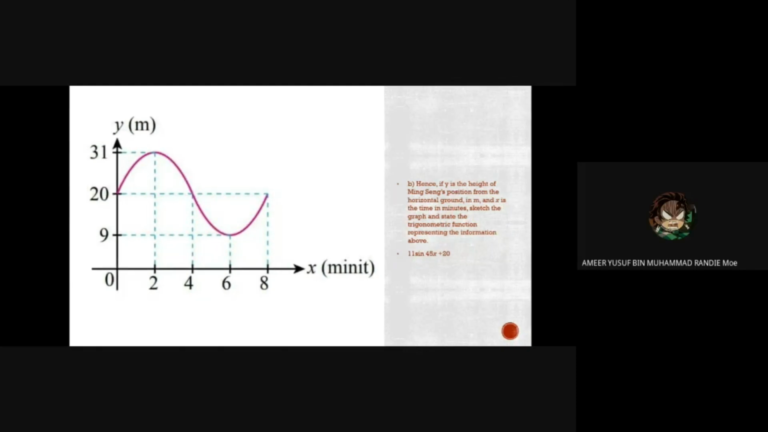We can get the amplitude by subtracting the y-intercept from the maximum point, which is 31 minus 20, and we will get 11. We can get the period by dividing 360 by 8 because it has 8 minutes. And finally, we can get the y-intercept based on the graph because it is 20. So the function should be 11 sine 45x plus 20.